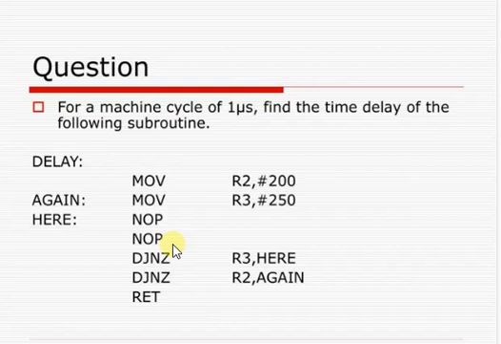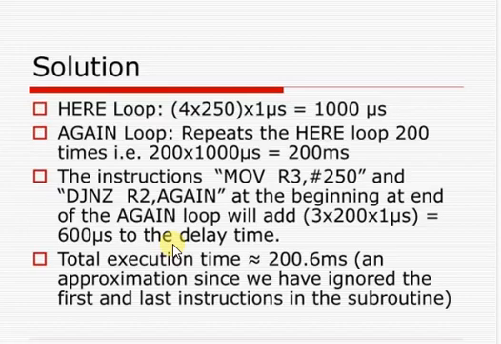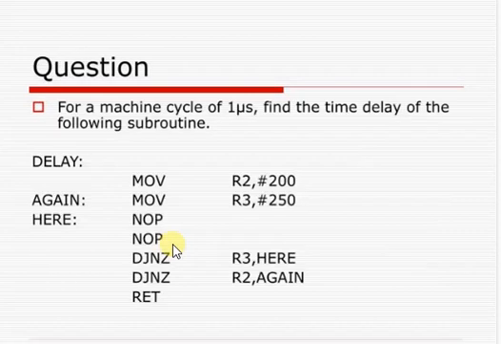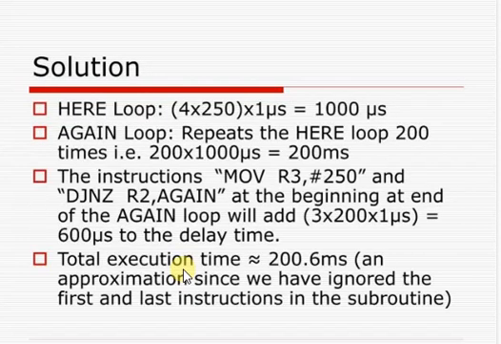Then, for a machine cycle of 1 microsecond, find the time delay of the following subroutine. Delay: MOV R2, #200; AGAIN: MOV R3, #250; HERE: NOP, NOP; DJNZ R3, HERE; DJNZ R2, AGAIN; RET. What have you used here? In the loop again we have used another loop. Then what happens here? This is the solution.